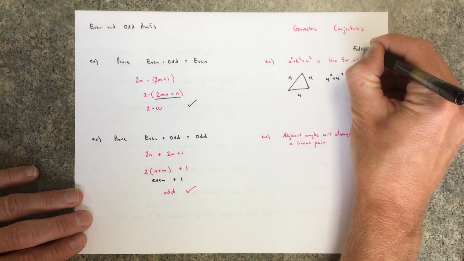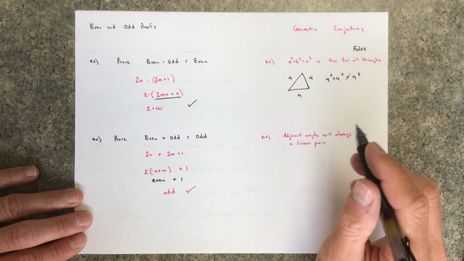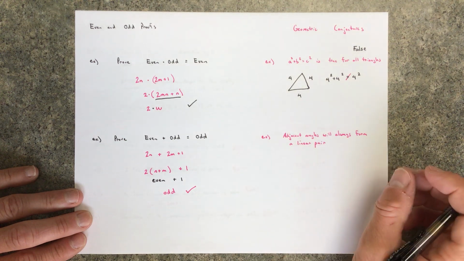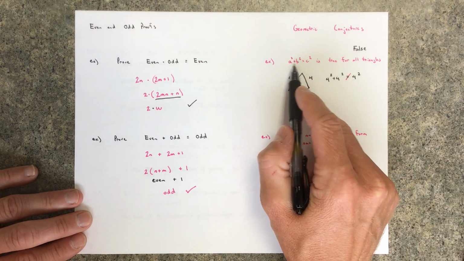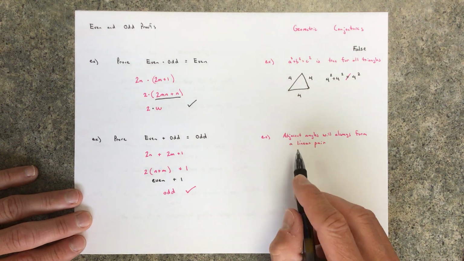Hopefully we're at the point where we know that the Pythagorean theorem is only true for right triangles, and right triangles only. And again, that is specifically where a and b are the legs of the right triangle and c is the hypotenuse for a triangle. Okay, and then the last one.